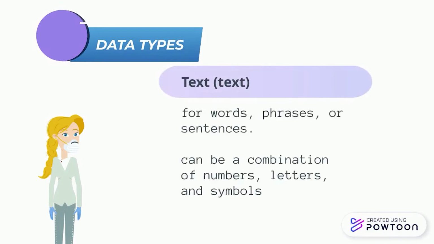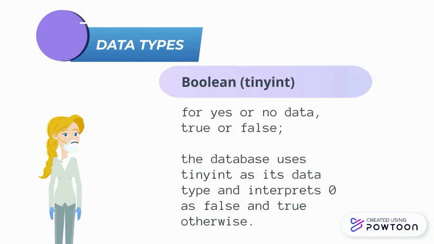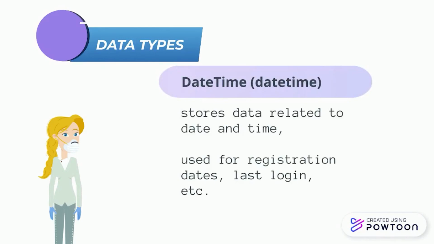Text, for words, phrases, or sentences. Text can be a combination of numbers, letters, and symbols. Boolean, for yes or no data, true or false. The database uses tinyInt as its data type and interprets 0 as false and true otherwise. Datetime stores data related to date and time. Datetime is used for registration dates, last login, and etc.